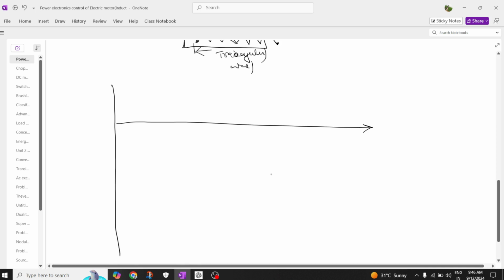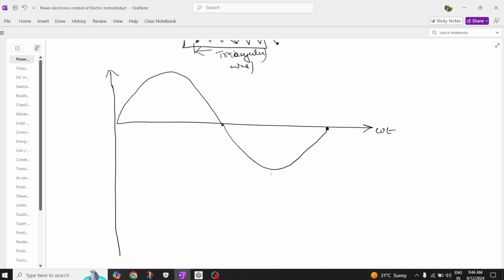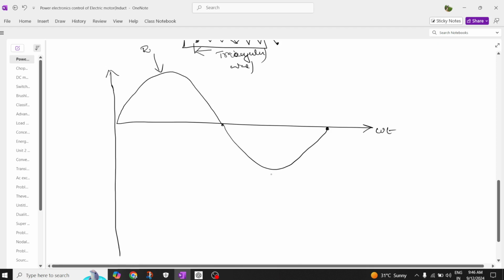So you have an x-axis, which is nothing but omega t. Here I am going to have one sinusoidal waveform. Okay, so this is one complete sinusoidal waveform, and I am going to have negative. You can take it into negative or you can take it into positive. In this cycle, what I want to generate is the reference sinusoidal waveform.